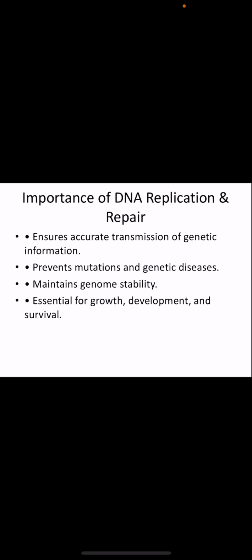As I said, DNA contains nitrogen bases, and nitrogen bases have their own importance. Why are nitrogen bases crucial? Also, why are DNA replication and repair crucial? Because nitrogen bases are the core of genetic information. They store genetic information. The sequence of nitrogen bases in DNA determines the instructions for making proteins. Each set of 3 bases, called a codon, codes for a specific amino acid.